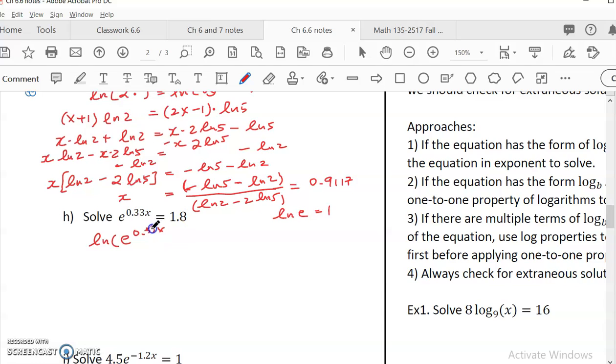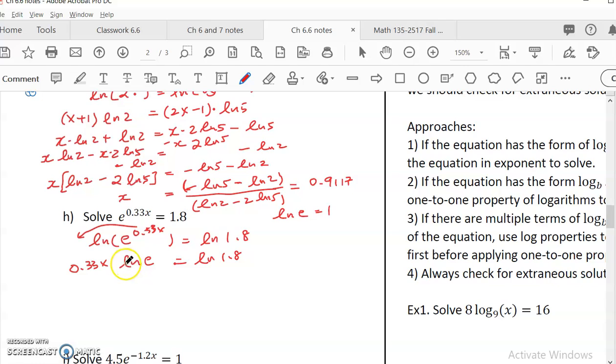And this particular equation is very good because everything is already cleaned up. And then apply ln also on this side. Just remember, you have to apply it on both sides. You cannot just say, oh, I'm going to apply it because I want to move this out, but you still have to do both sides of the equation. So for 0.33x, now you can use log properties to move this down. ln e equal to ln 1.8.